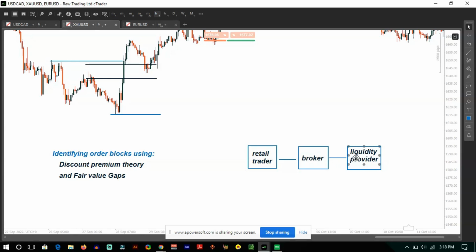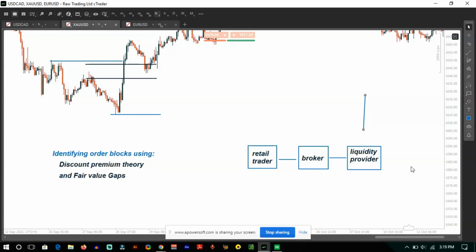Which means there must be a liquidity provider. Why am I calling this person a liquidity provider? That person must have money ready. If you are buying the market and it goes up, that person should be capable of having all the money that you've won, so that through the broker they can give it to you. So there is this liquidity provider.